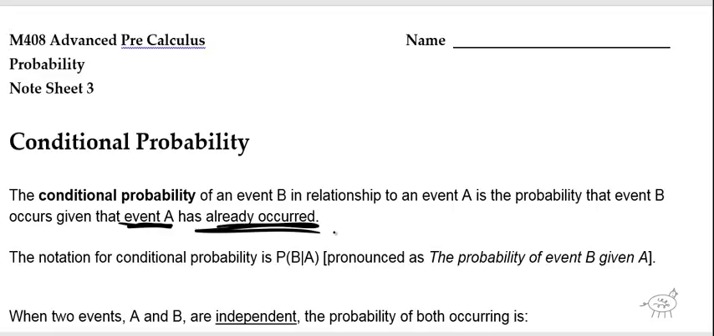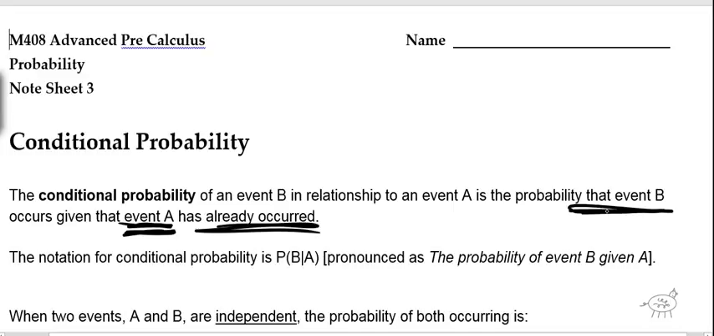For example, if I have 52 cards and I pick a king, what is the probability that I'll pick another king? Well, I only have 3 kings left. But what happens if instead of picking a king first, I picked a queen? Well, now I've got 4 kings to pick from, so the probability changes. So what I did before changes the probability of event B.